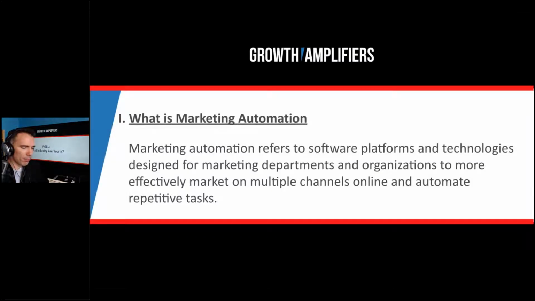All right, so this should be no surprise to anyone here. Marketing automation, what is it? Well, marketing automation refers to software platforms and technologies designed for marketing departments and organizations to more effectively market on multiple channels online and automate repetitive tasks. That's the definition, right?